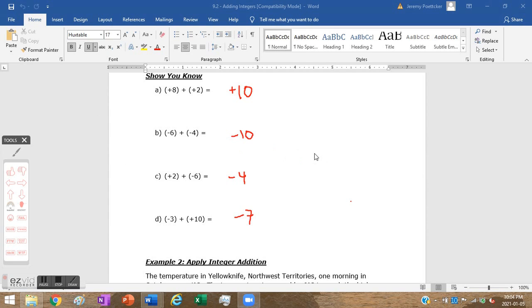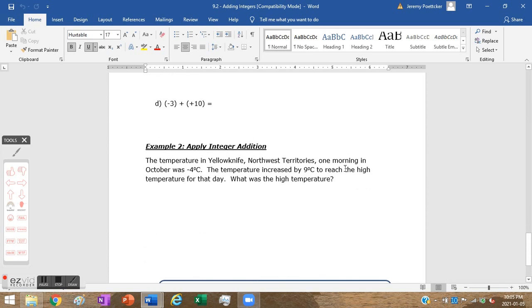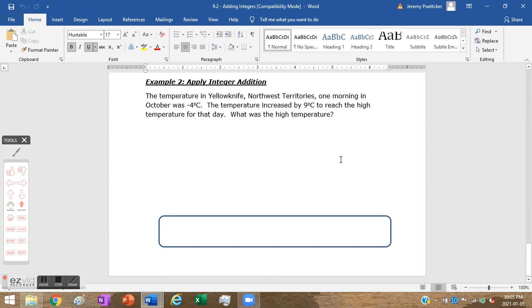All right, some examples here then. Temperature in Yellowknife in the Northwest Territories one morning in October was -4 degrees Celsius. Temperature increased by 9 degrees Celsius to reach the high temperature for that day. What was that high temperature? So here we've got -4 plus +9, and we are going to come up with our solution here. Again, we could use the number line or we could use our rule.